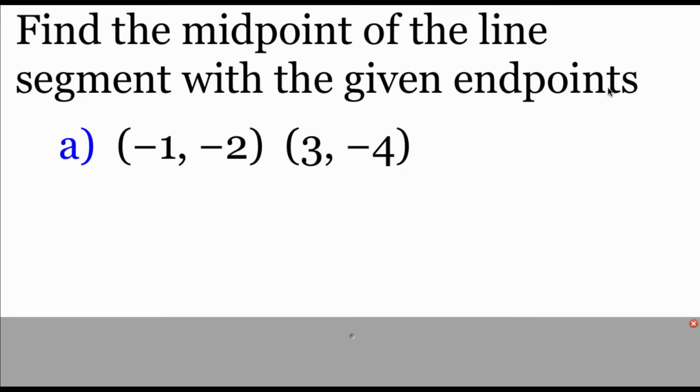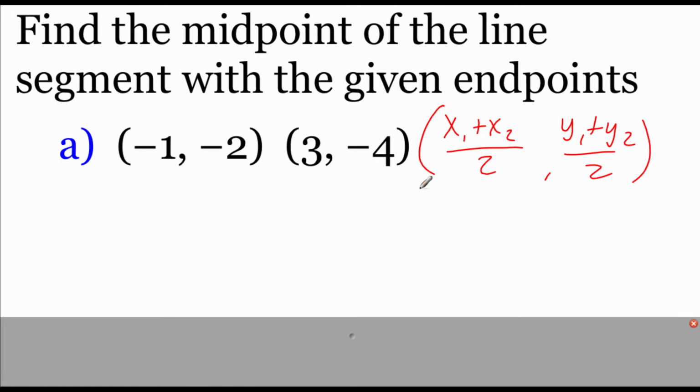We've got a few examples where we are given the endpoints of a segment, and we're going to run through and find the midpoint of that segment. In part A, the first point is (-1, -2), and then we've got the point (3, -4). We'll find the midpoint using the midpoint formula we just talked about on the last page. I'll go ahead and write it down: x1 plus x2 over 2, and y1 plus y2 over 2.